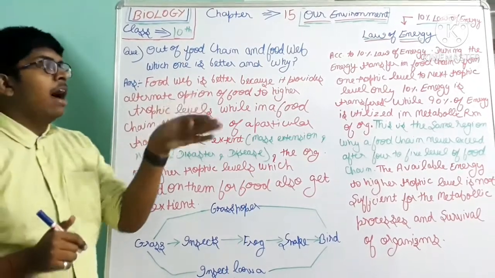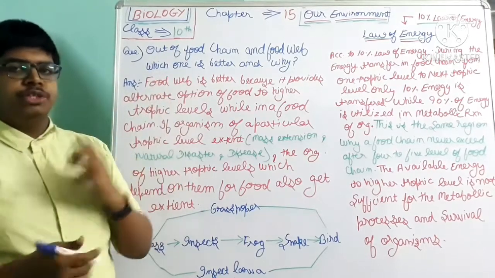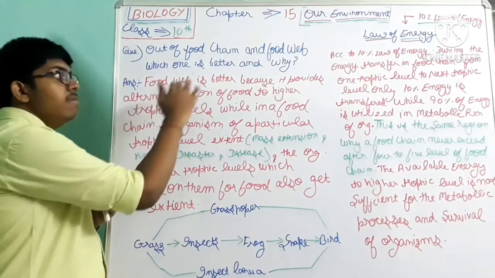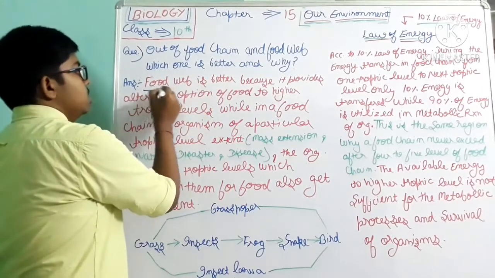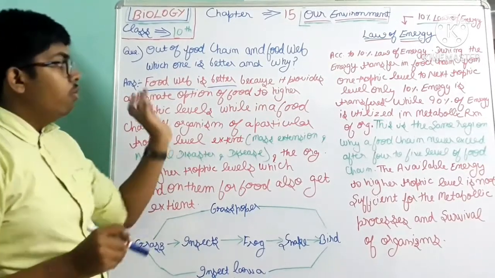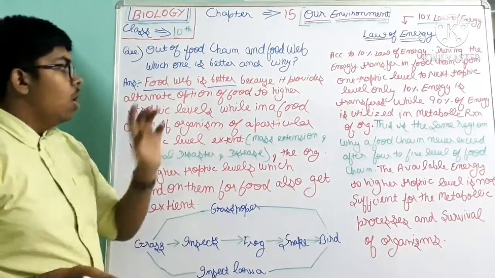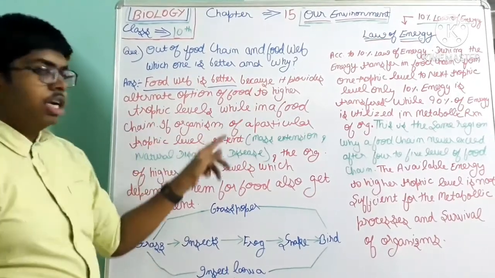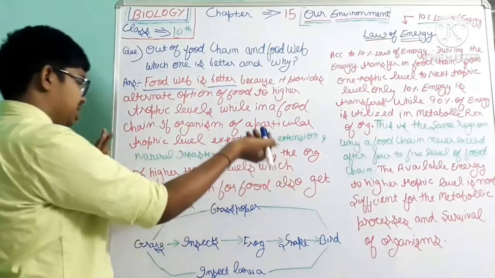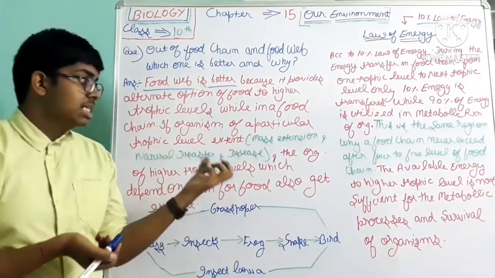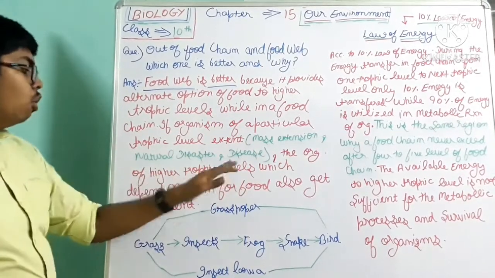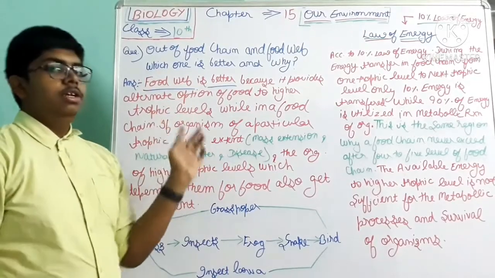Food web is better, as I have already told you, because there is an alternate option for the organism to eat food. It provides an alternate option of food to the higher trophic level, while in a food chain, if organisms of a particular trophic level go extinct due to some reason, such as mass extinction by natural disaster or diseases, the organisms of the higher trophic level which depend on them for food also become extinct.